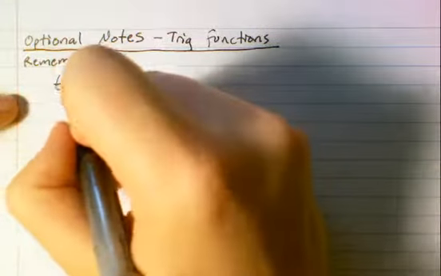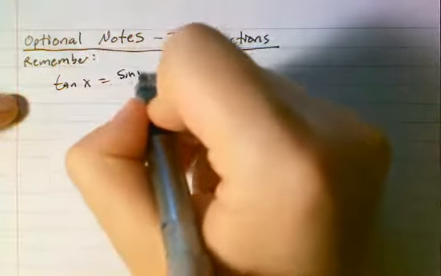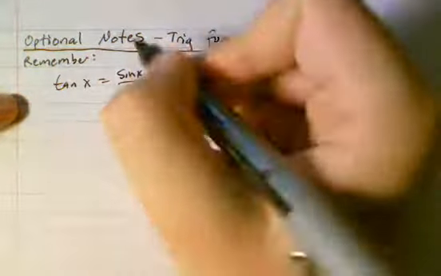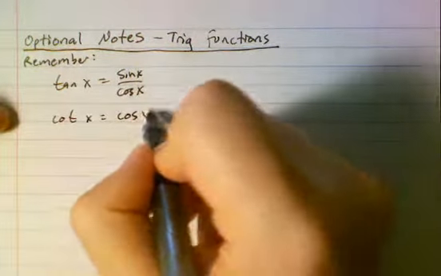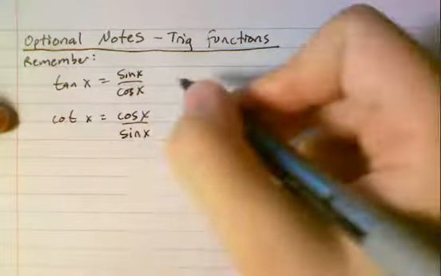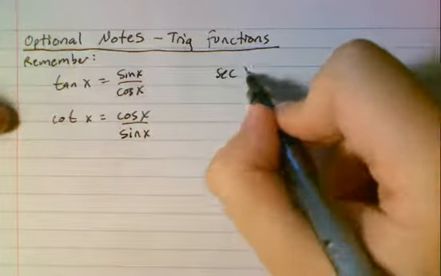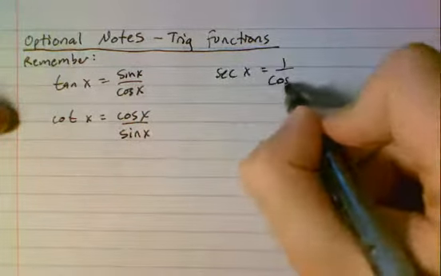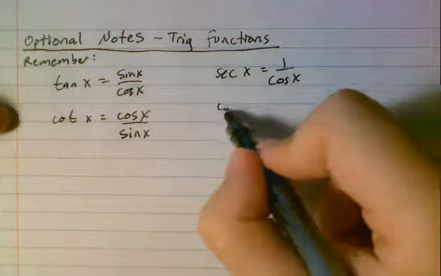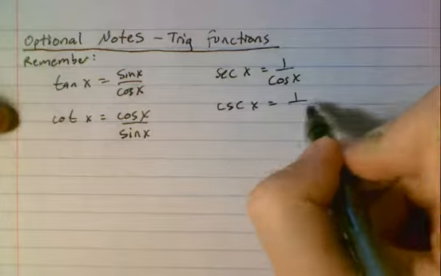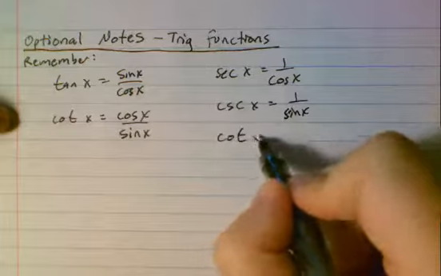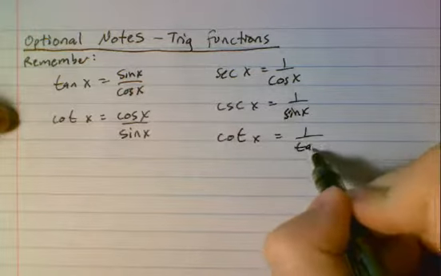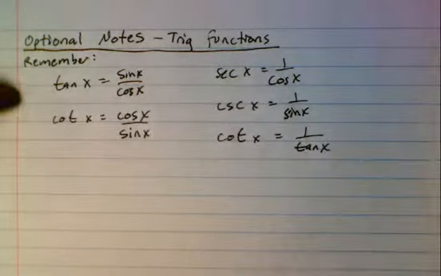The tangent of x is the same as the sine of x over the cosine of x. The cotangent of x is the same as the cosine of x over the sine of x. Secant of x is the same as 1 over the cosine of x. Cosecant of x is the same as 1 over the sine of x. And the cotangent of x is also 1 over the tangent of x.